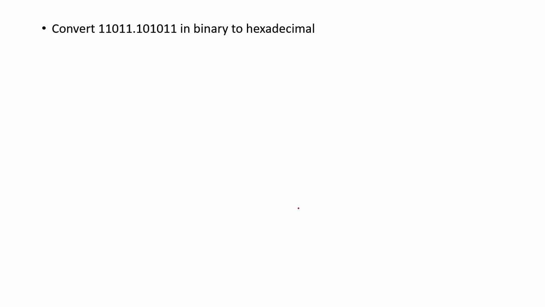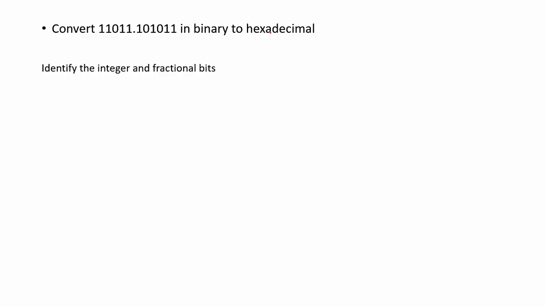In this video, let us see how do we convert a binary number into its hexadecimal equivalent. Here we are given a number in binary, that is 11011.101011, and we are asked to find out its hexadecimal equivalent. The steps that we follow to convert a given binary number into hexadecimal is similar to what we had done in binary to octal, with slight changes.